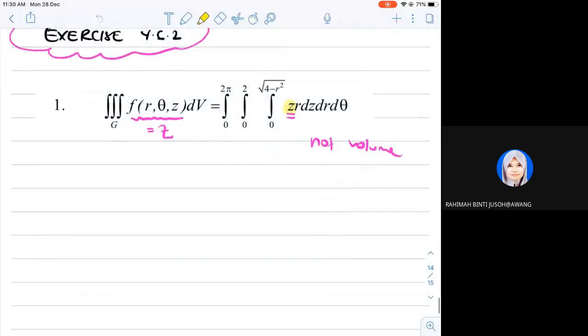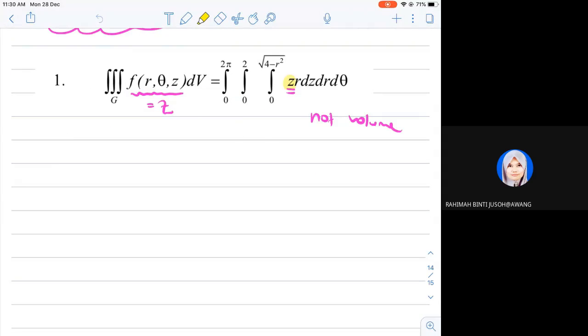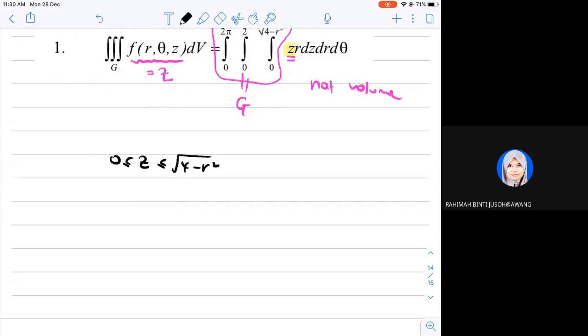Sketching the region G. Always bear in mind, region G is 100% from the limit. From this limit, this is region G. So we have z, starting from 0 until square root of 4 minus r squared. So we have z equals square root of 4 minus r squared.